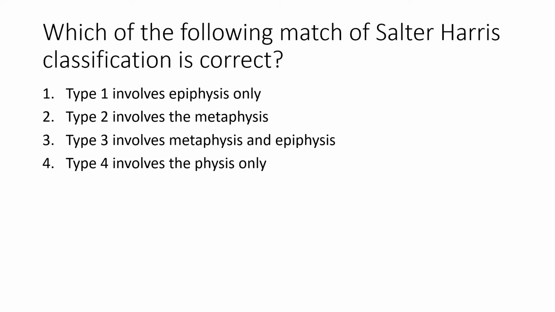Which of the following match of Salter-Harris classification is correct? Type 1 involves epiphysis only. Type 2 involves the metaphysis. Type 3 involves the metaphysis and epiphysis. Type 4 involves the physis only. Now, for board exams and core exams, I urge you to go through Salter-Harris classification once prior to taking your tests. It's high yield. The answer is that type 2 involves the metaphysis.